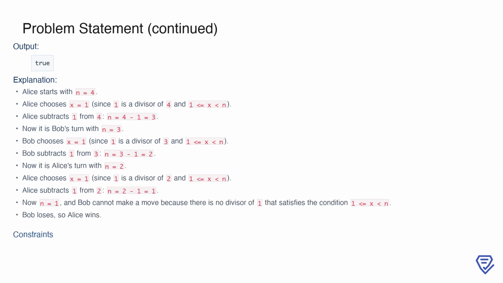Let's analyze one more example where n starts at 4. Alice begins by choosing x equals 1, which is a valid divisor of 4. After subtracting 1 from 4, the new value of n is 3. Now it's Bob's turn, and he selects x equals 1, which is a valid divisor of 3. Subtracting 1 from 3 results in n equals 2. It's Alice's turn again, and she chooses x equals 1, subtracting it from 2 to make n equals 1. At this stage, Bob is unable to make a valid move because there are no divisors of 1 that meet the conditions. Since Bob cannot play, he loses, and Alice wins. Therefore, the output for this input is true.